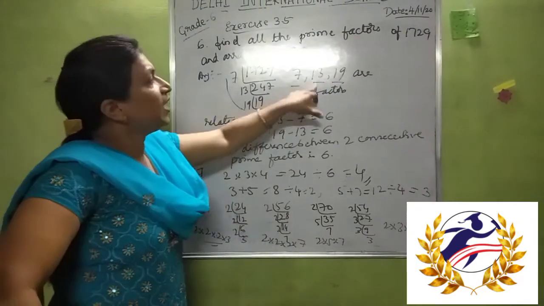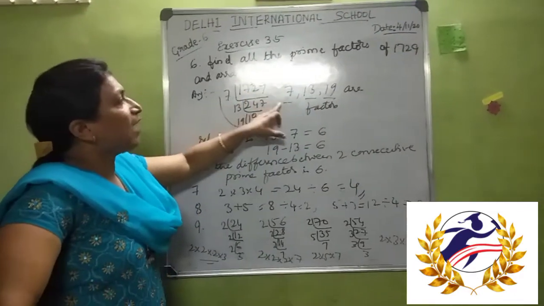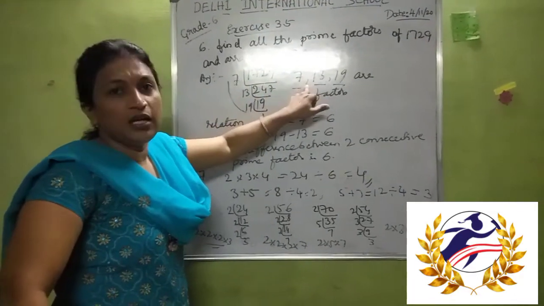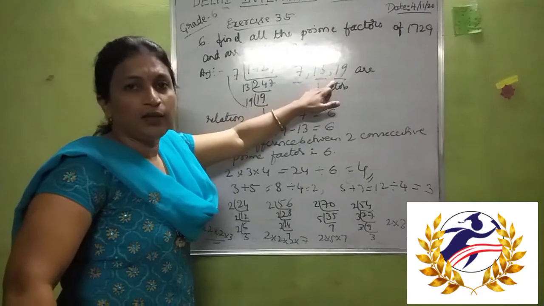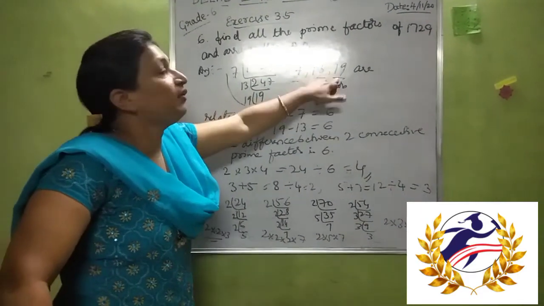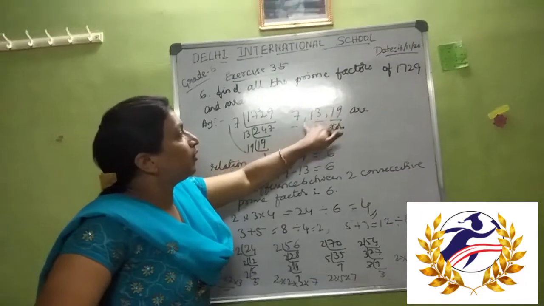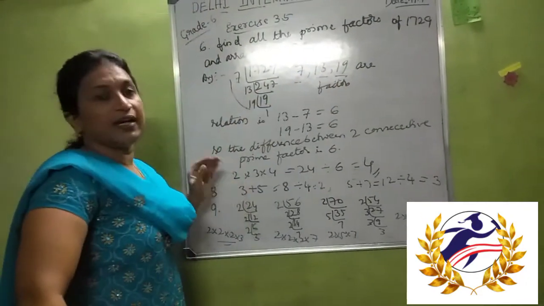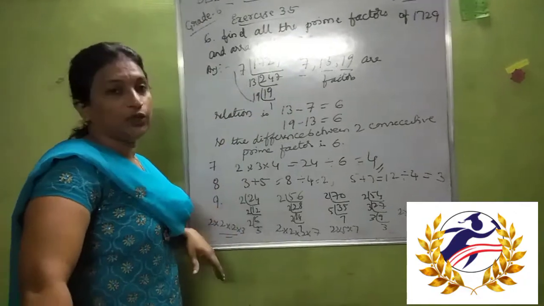So what is the relation they have asked? We have to arrange them in ascending order, that is smaller to bigger one, and then we should find out the relation between the consecutive numbers. What is the relation between each consecutive number? We need to find out.